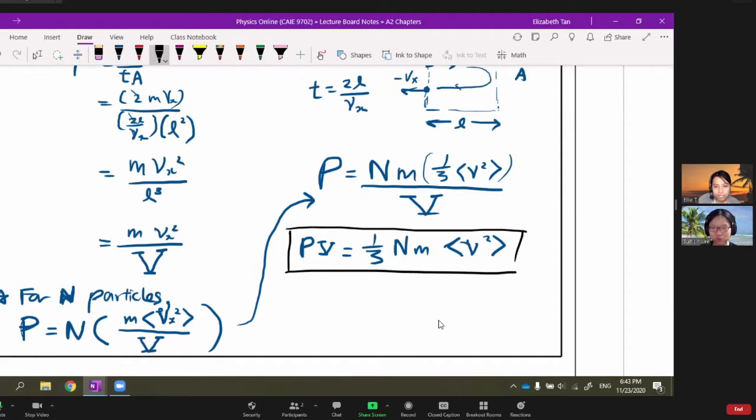Sometimes this is useful, especially if we are comparing with the macroscopic equation. Because macroscopic, you have PV is nRT. Microscopic, you have PV is equal to 1/3 Nm v square. This is mean square speed. So let us remind ourselves. Capital N is the number of particle. Small m is the mass of one particle.